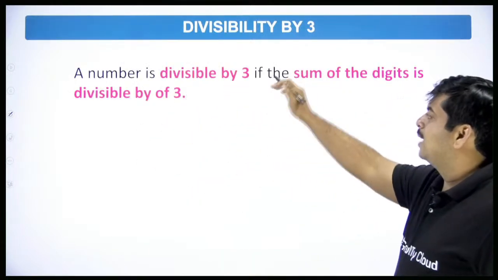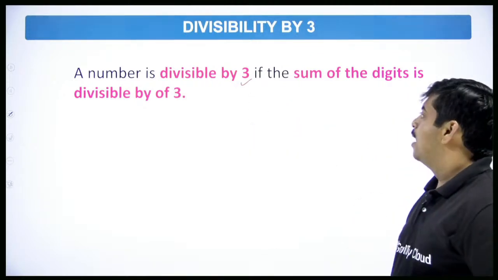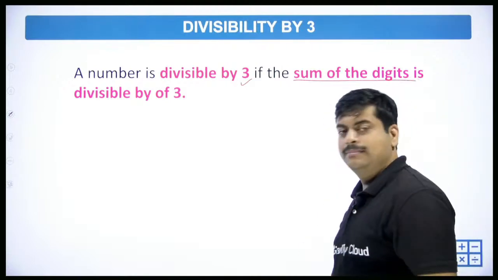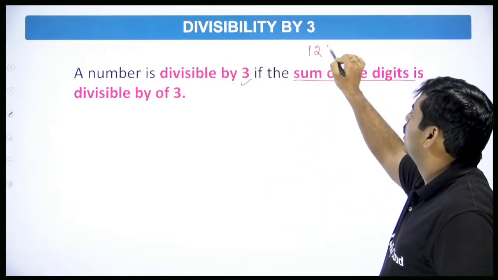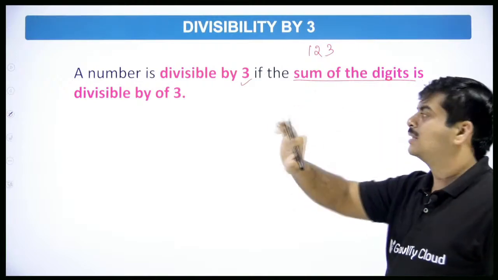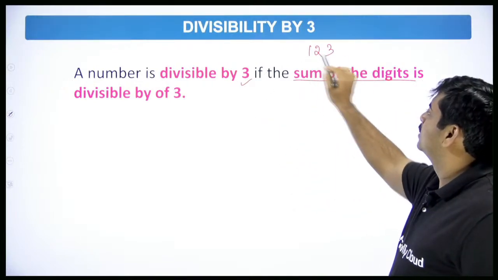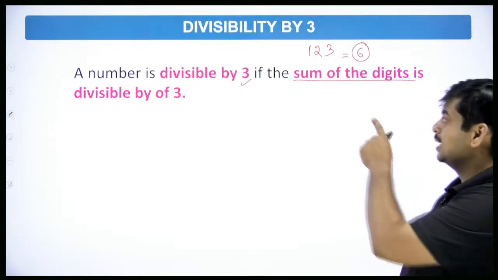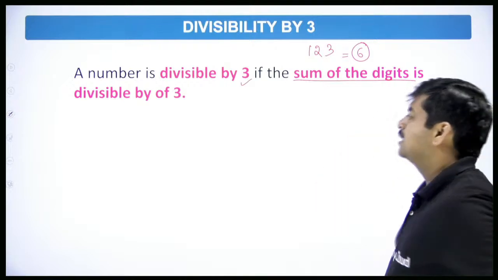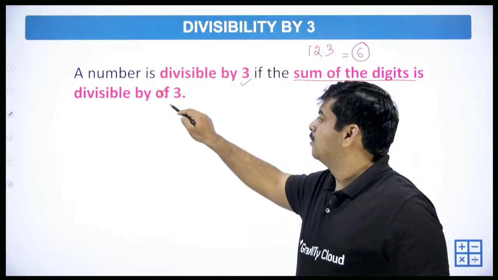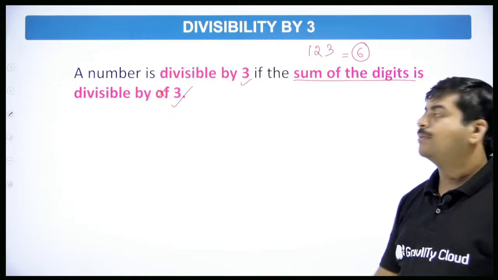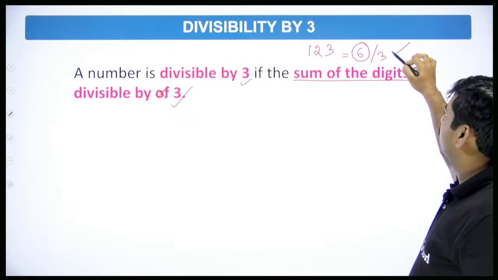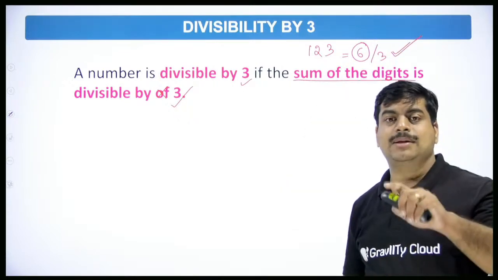A number is divisible by 3, we are discussing 3, if the sum of the digits is divisible by 3. What do I mean by sum? For example, I'll give you 123. Sum of the digits means add all the digits: 1 plus 2 plus 3, that is 6. Is it divisible by 3? Yes. So 123, as the sum is 6, which is divisible by 3, we can say that 123 is divisible by 3.